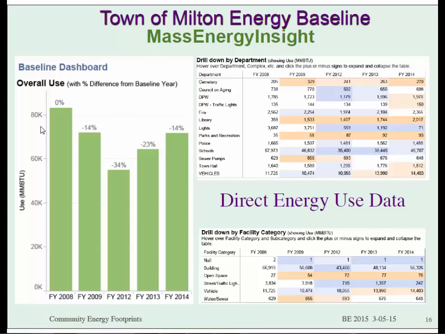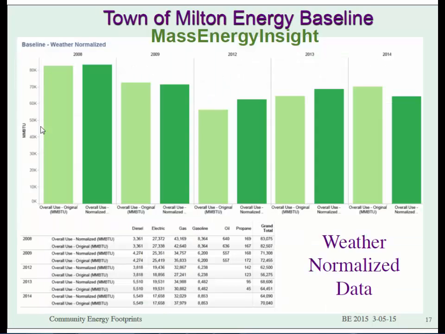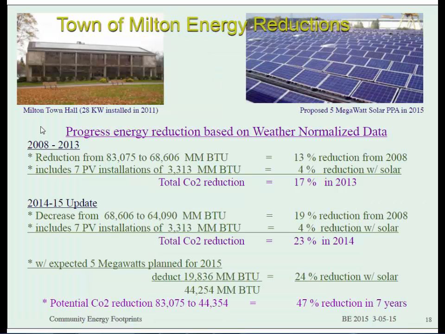If you look at the next slide, this is the weather normalized data, which is more like the real numbers. We started with a baseline of 83,075 MMBTU, which went down a 13% reduction in that first 5 years, with another 4% from the solar, which is carbon avoiding, so they're counting that as well. That got us to about a 17% reduction by 2013. In the next 2 years, with the robust winters that we've had, the roof up here, the 28-kilowatt PV on the town hall, just had a structural failure yesterday with 6 feet of snow on it.